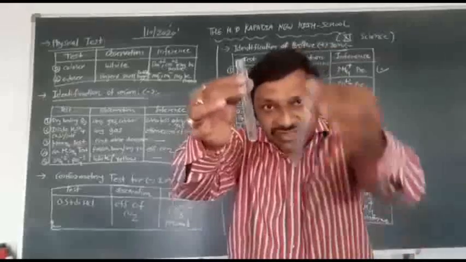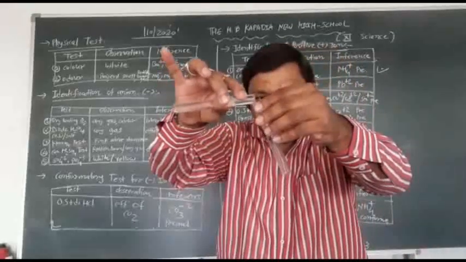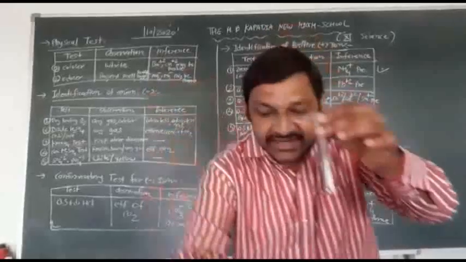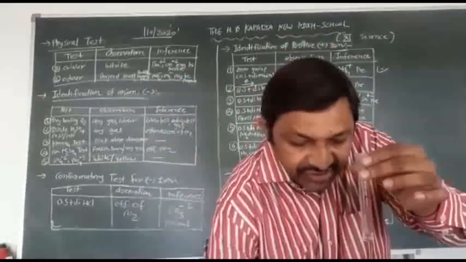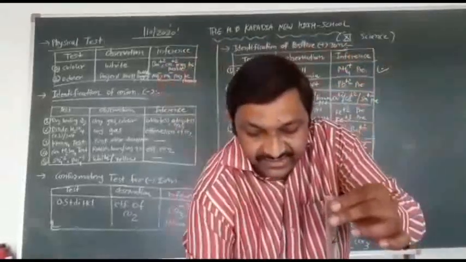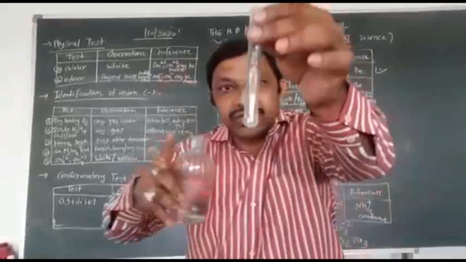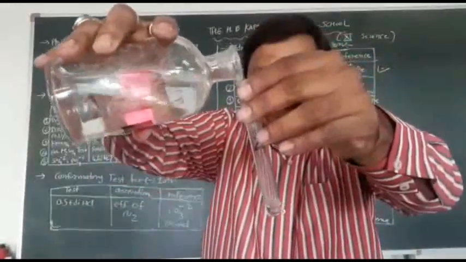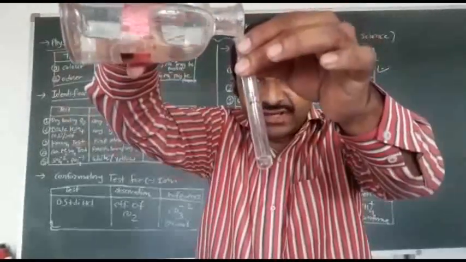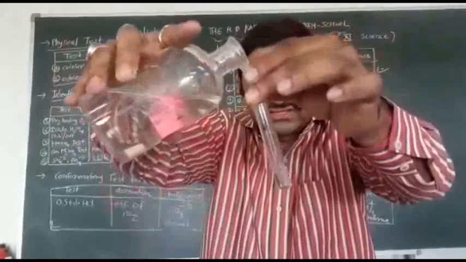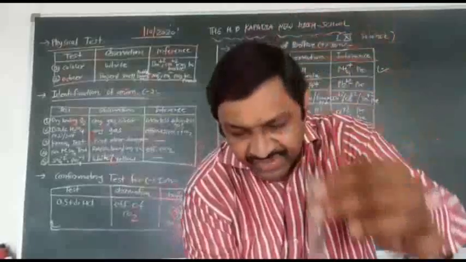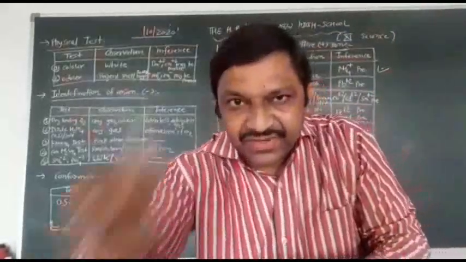So here is my original solution. I will take the original solution, and here is dilute sulfuric acid. I will add dilute sulfuric acid and look, appearance of carbon dioxide is here. Everyone observe, you can easily see the appearance of carbon dioxide. Clear? Second time I will repeat this.